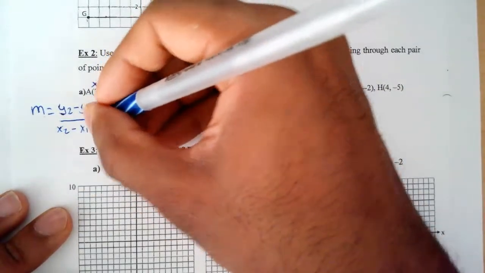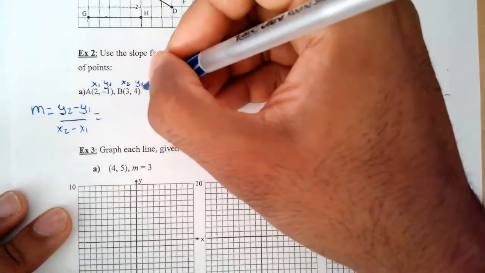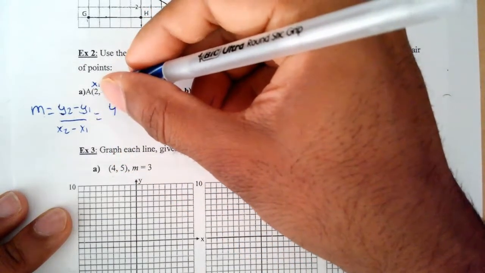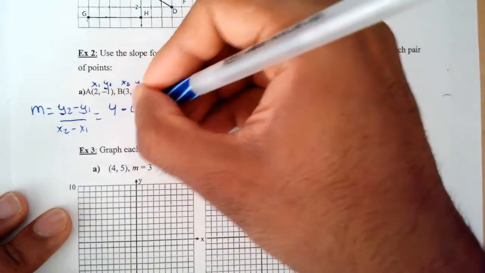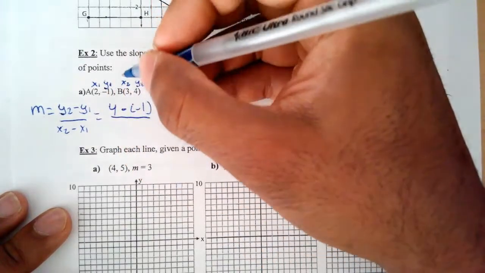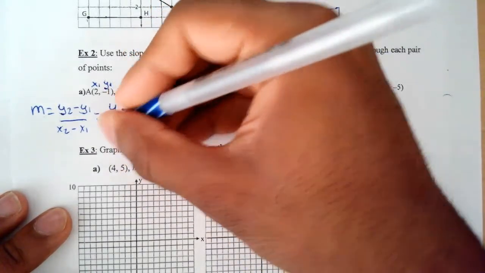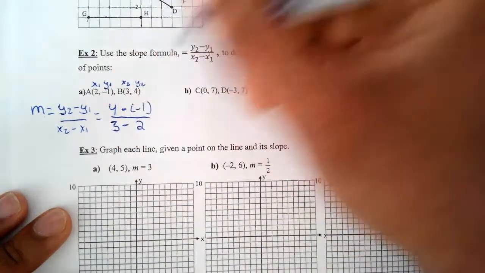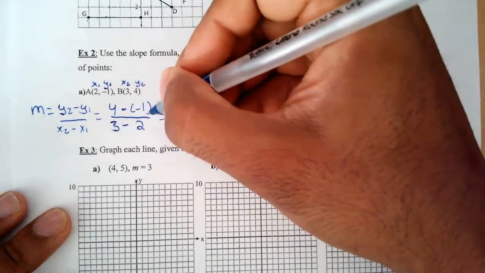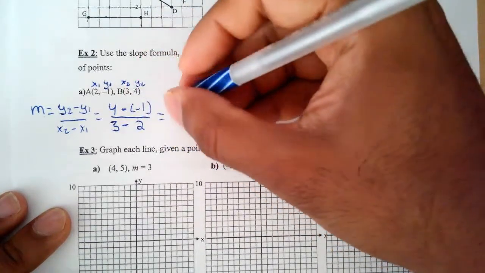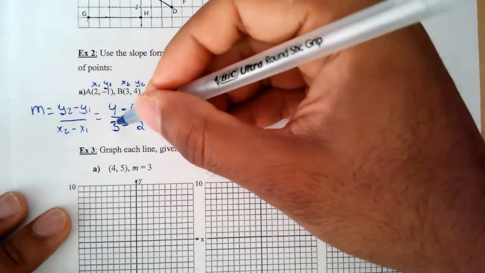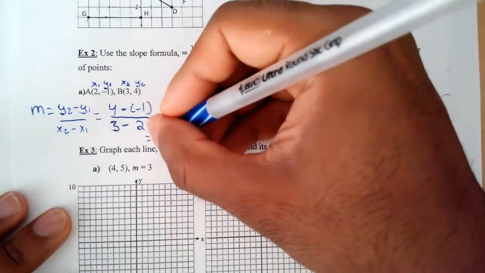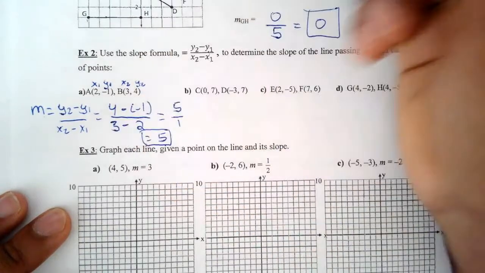Okay, so now we just plug it in. So what is y2? y2 is 4. So 4 minus. What is y1? y1 is negative 1. So just be careful of the signs here. Over. What is x2? x2 is 3. Minus x1. What is x1? It's just 2. So you can put 2 there. Okay. So 4 minus minus 1, which is then it's plus. So it's 4 plus 1 is 5. And 3 minus 2 is going to give you the 1. Okay, so 5 over 1 is the same thing as 5, right? So m, or the slope, is 5.